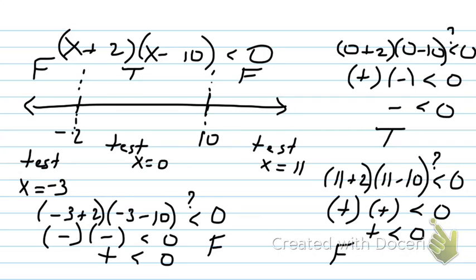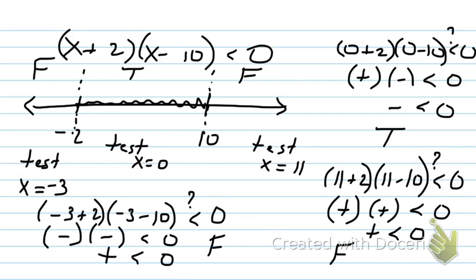This tells us that negative 3 was not an answer. Our answers do not lie on the left. 0 was an answer, so every number in the middle with 0 is an answer. We would shade that region of the number line. We also found that 11 was not an answer, so our answers do not lie on the right.